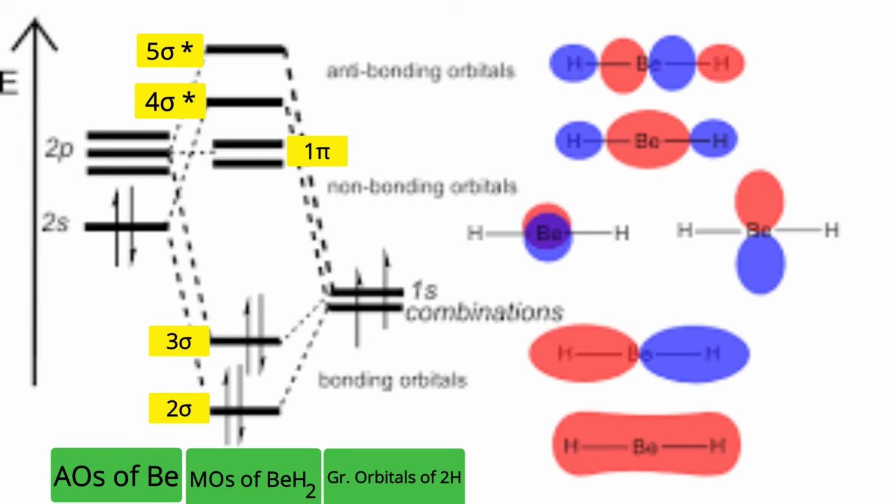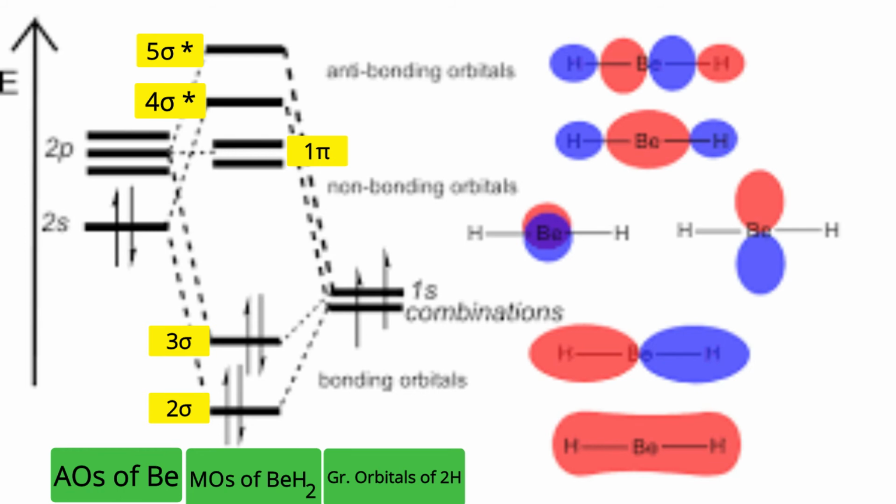It is an inner orbital and is not involved in the formation of molecular orbitals, so it will remain non-bonding. More focus is given to the 2s and 2p orbitals of beryllium and their interaction with the group orbitals of hydrogen. The left side shows the atomic orbitals of beryllium. The middle portion of the MO diagram includes the molecular orbitals of the BeH2 molecule, and the right side shows the two group orbitals of the two peripheral hydrogens. Beryllium has only 2 electrons in the 2s orbital.